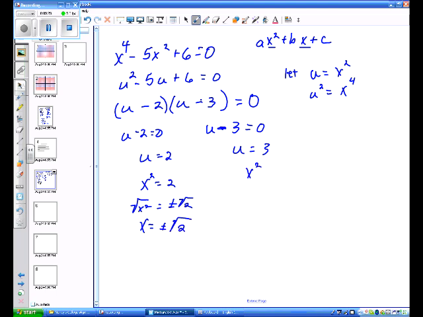And x squared equals 3, so we'll take the square root of both sides, remembering the plus or minus, and we get that x is equal to plus or minus the square root of 3. Since this was to the 4th power, there should be 4 answers. And so we have 1, 2, 3, 4. We have all 4 of our answers.